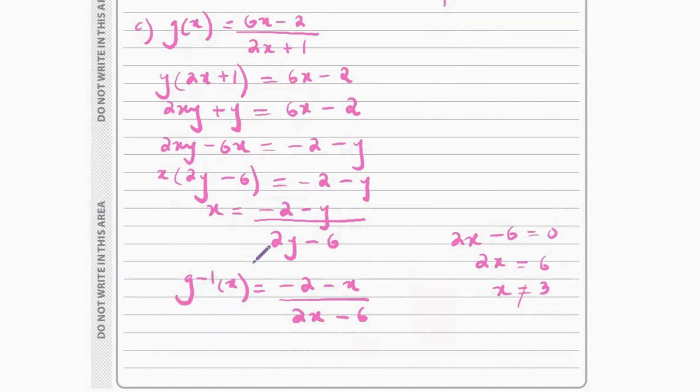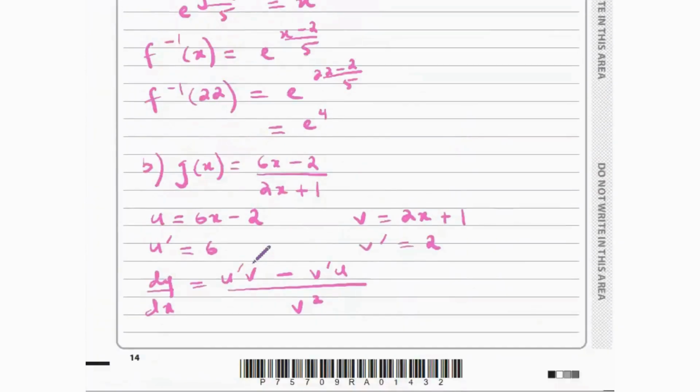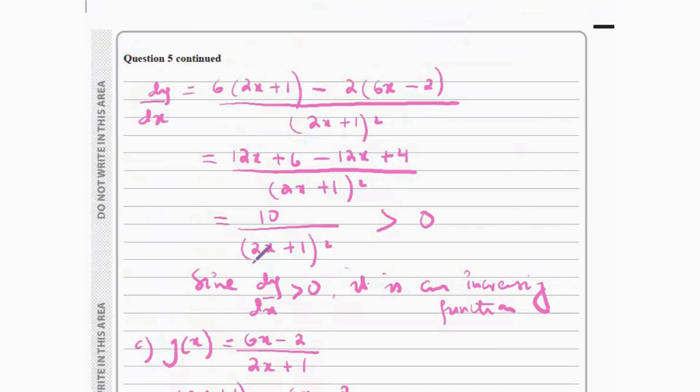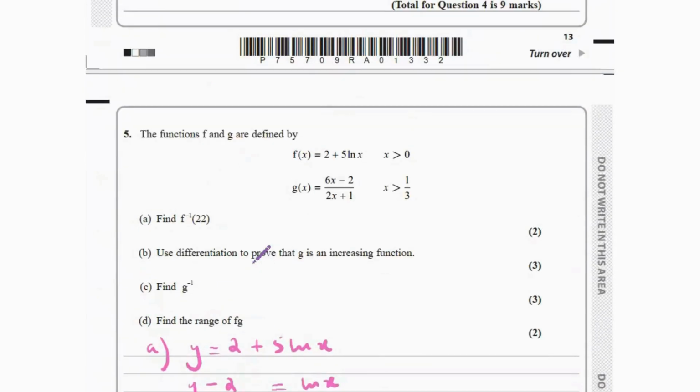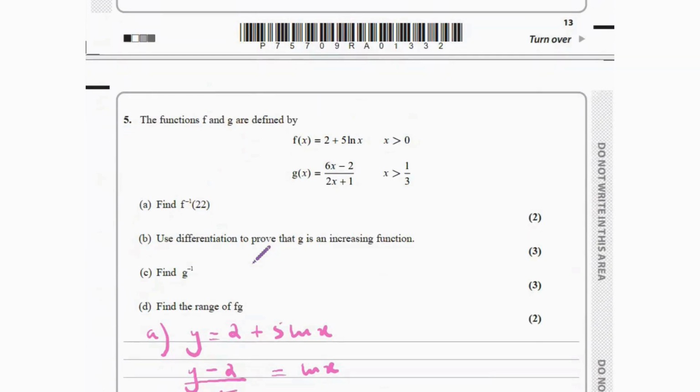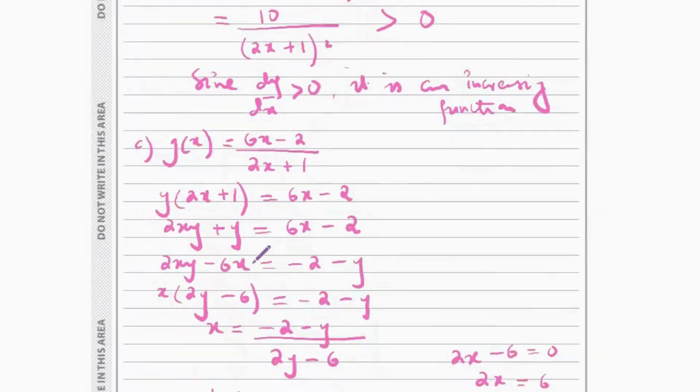Another restriction is, if we go back to the question, we know that for g of x, x had to be greater than 1 over 3. So if we put it into the function, let's see what value we get. g of 1 over 3 is equal to (6 times 1 over 3 minus 2) over (2 times 1 over 3 plus 1). That gives us a value of 0.